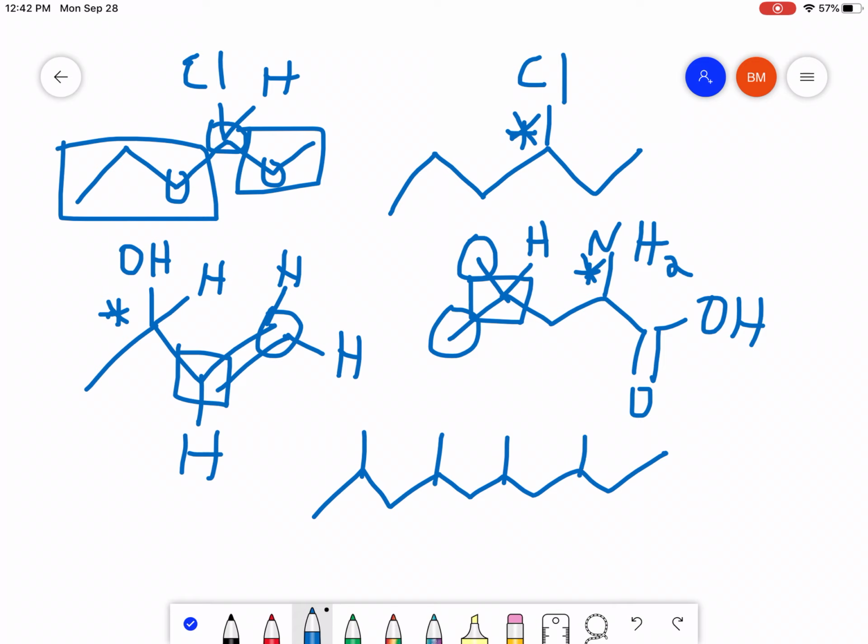Now this one we can go nuts with, right? Because it's got several. If you look at all these, and just for clarity, I'll draw the H's. All the ones with the methyl groups are the ones that we would probably suspect to be stereogenic.